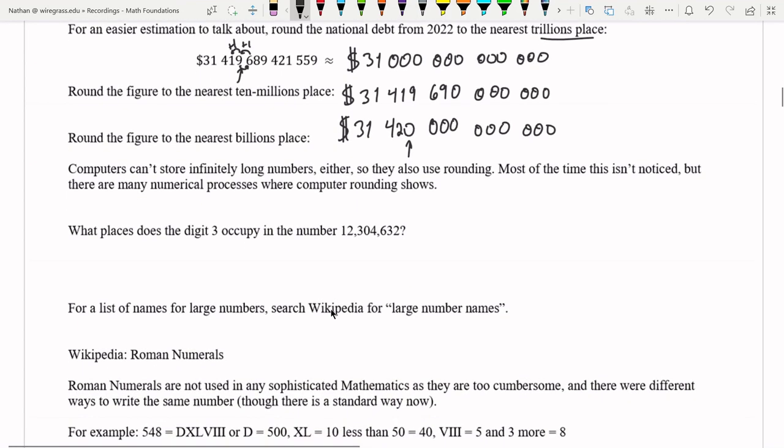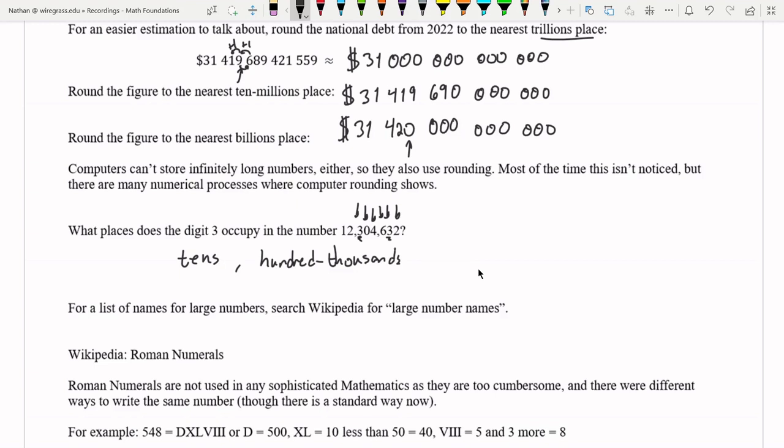Okay, let's just review really quick. The digit 3 occupies what places here? We have the ones, then the tens. There's a 3, so the tens. Then we have the hundreds, the thousands, the 10,000s, and the 100,000s is that 3. So the tens and the 100,000s places are where the digit 3 is sitting in those 2 place values.